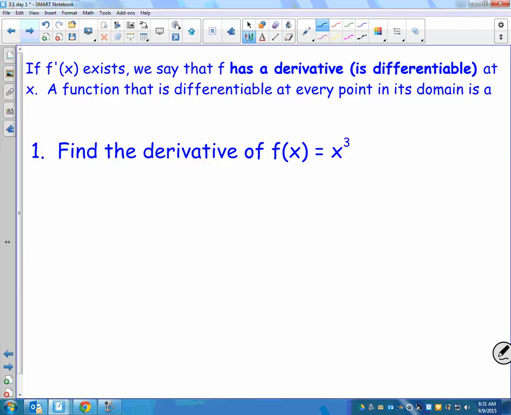So when I say find the derivative of x, oh wait, we're not finished yet, are we? A function that is differentiable at every point in its domain is a differentiable function.